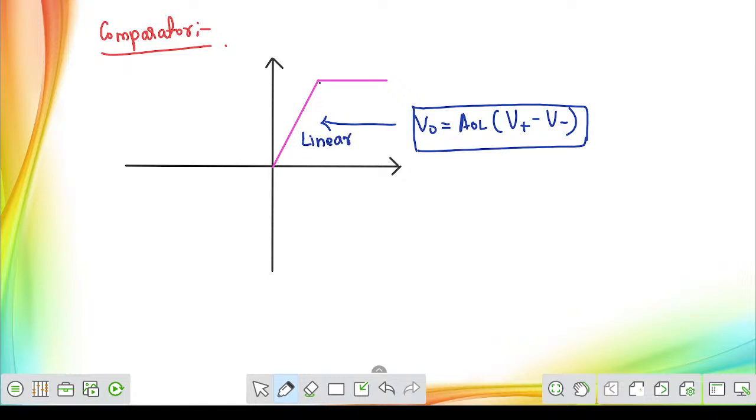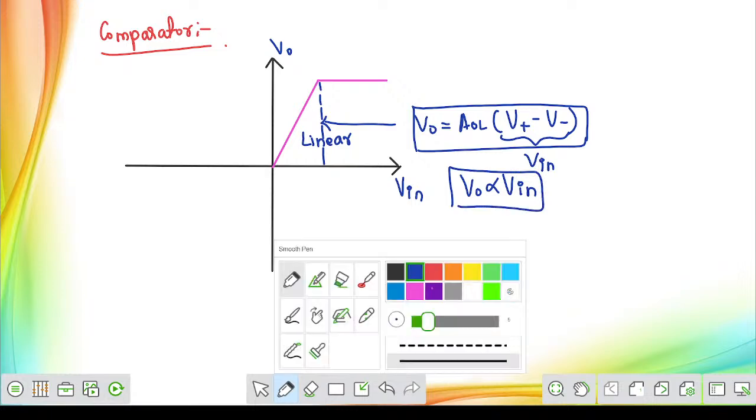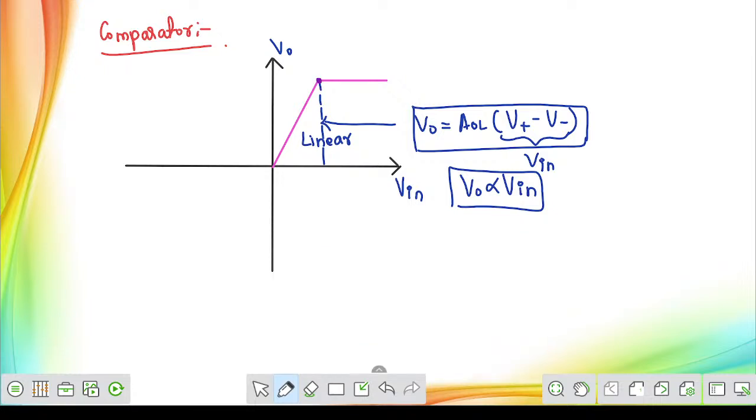So this is the linear region. With respect to input, we will be drawing the output. This overall voltage, we will treat as the input voltage here. The output voltage and input voltage are directly proportional to each other in the linear region. But your operational amplifier will get saturated after a certain point. Once we reach that saturation point, the operational amplifier is saturated. We call this the maximum positive saturation voltage.